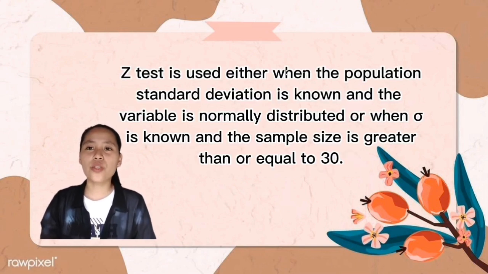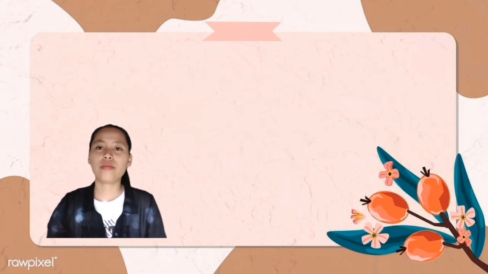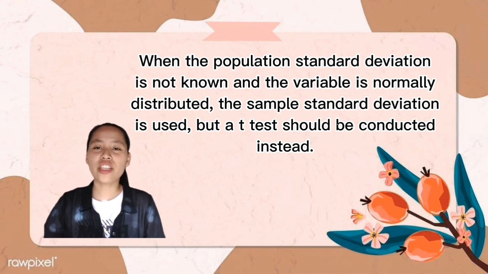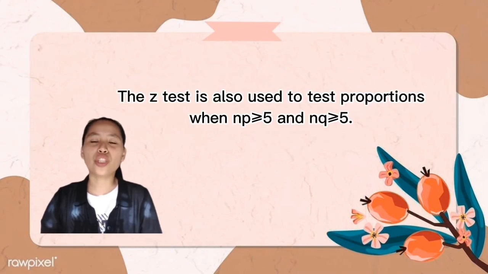The z-test is used either when the population standard deviation is known and the variable is normally distributed, or when the population standard deviation is known and the sample size is greater than or equal to 30. When the population standard deviation is not known and the variable is normally distributed, the sample standard deviation is used, but a t-test should be conducted instead. The z-test is also used to test proportions when n times p is greater than or equal to 5 and n times q is greater than or equal to 5.